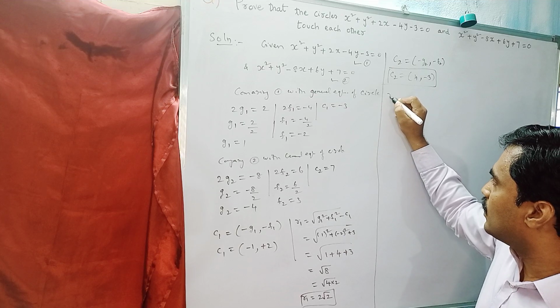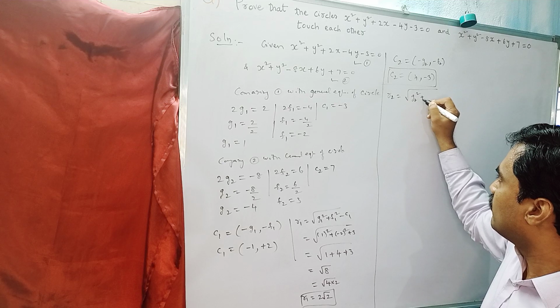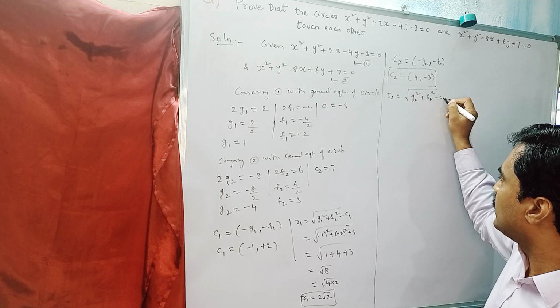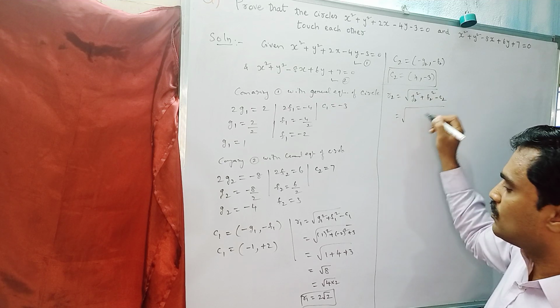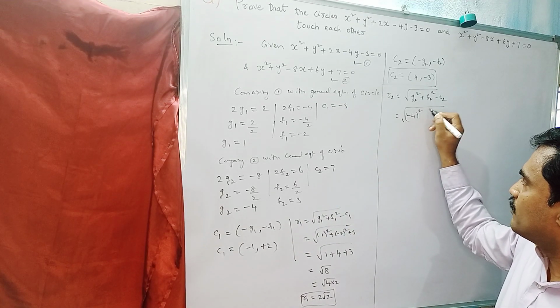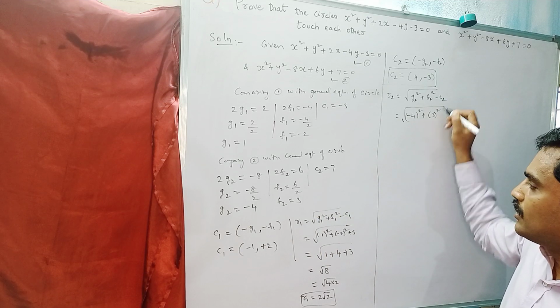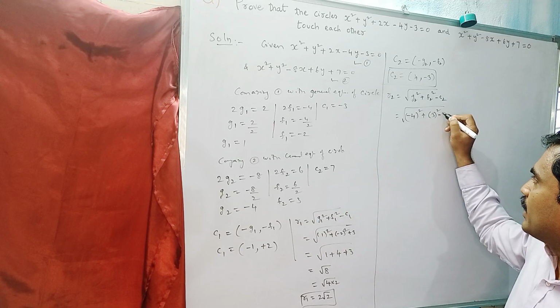What is R2 here? So R2 equal to square root of G2 square plus F2 square minus C2. So G2, what is G2? G2 is minus 4. So minus 4 whole square. What is F2? F2 is 3. So plus 3 square. What is C2? C2 is 7. So minus 7.